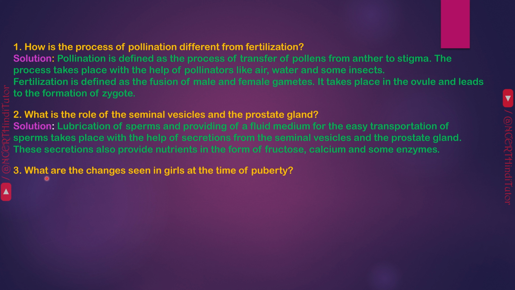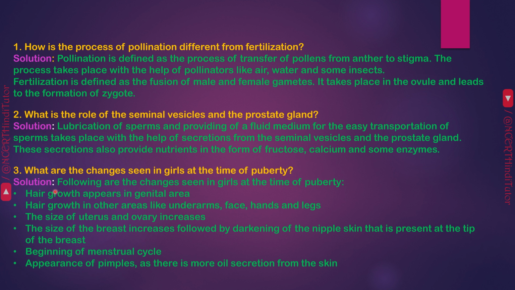Question 3. What are the changes seen in girls at the time of puberty? Answer. Following are the changes seen in girls at the time of puberty. Hair. First, hair growth appears in genital area. Second, hair growth in other areas like underarms, face, hands and legs.